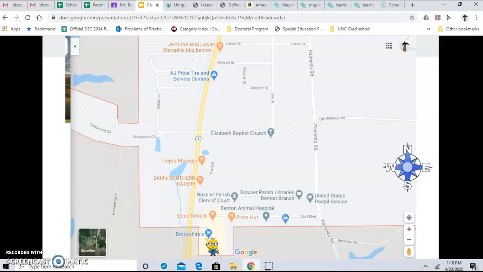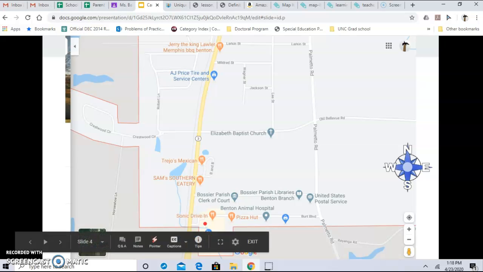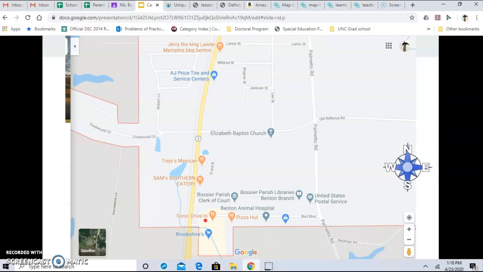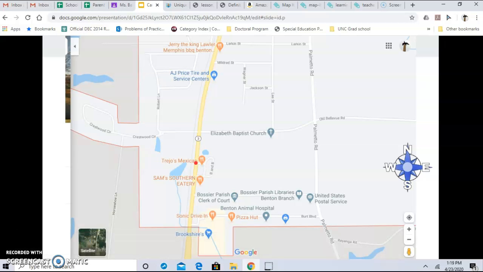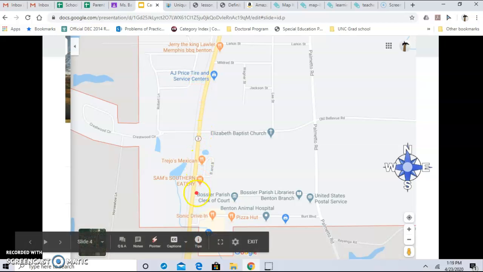Now, to get to Sonic, you're going to drive north in that parking lot, and then you hit Sonic. If you're going to go to the Trejos Mexican restaurant, you're going to go further north. Okay? And if you're going to go get tires at AJ Price Tire Center, you're going to go even further north. Now, if you're going to go to the library, you're going to come back south and you're going to go east. And there you're going to hit the library.